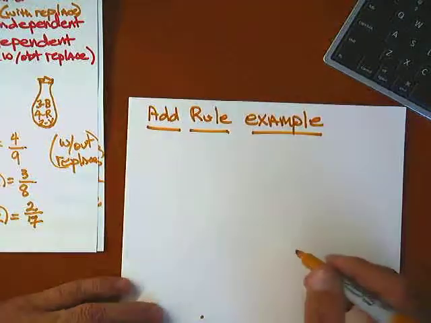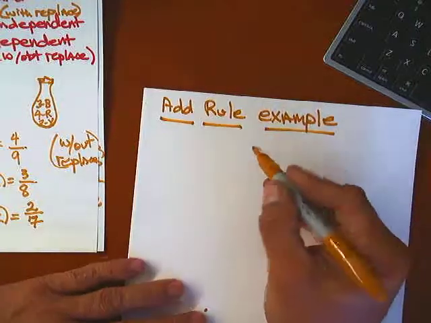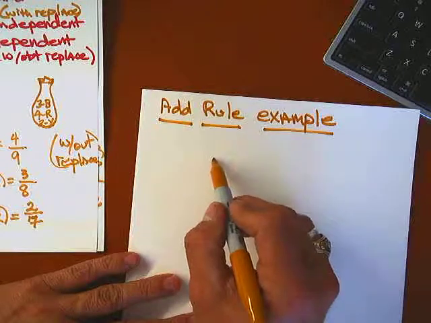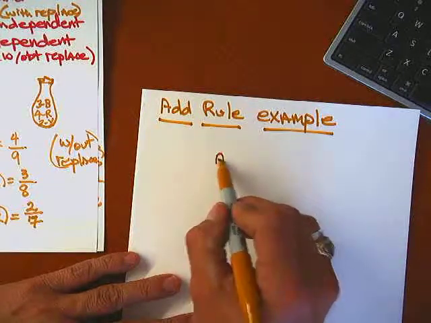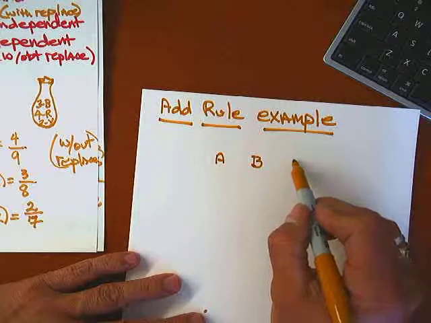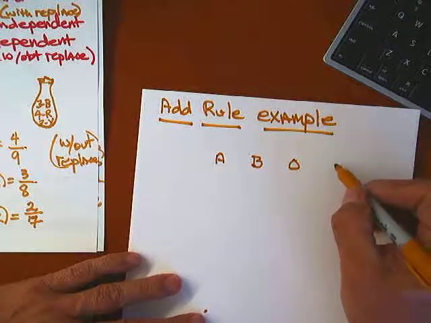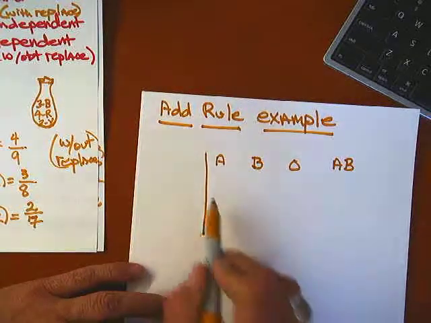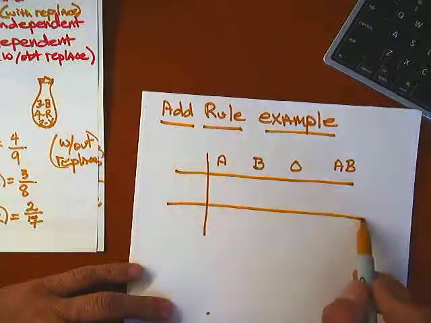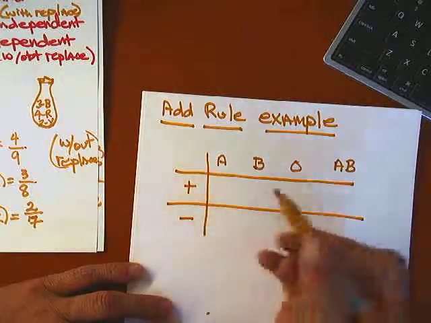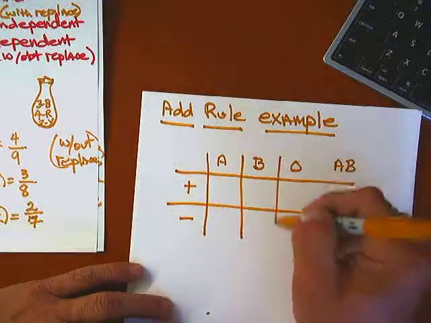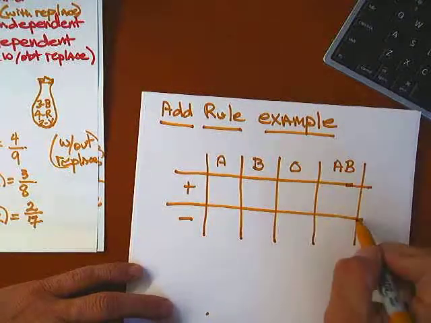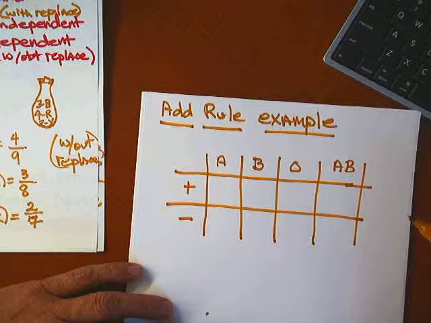I'd like to do 2 other examples. One with the additive rule, and I'm just going to make this an additive rule example. And I like this example because you can do several problems. Let's see, you got blood types. I can't remember all of them, but A, B, O, and AB.